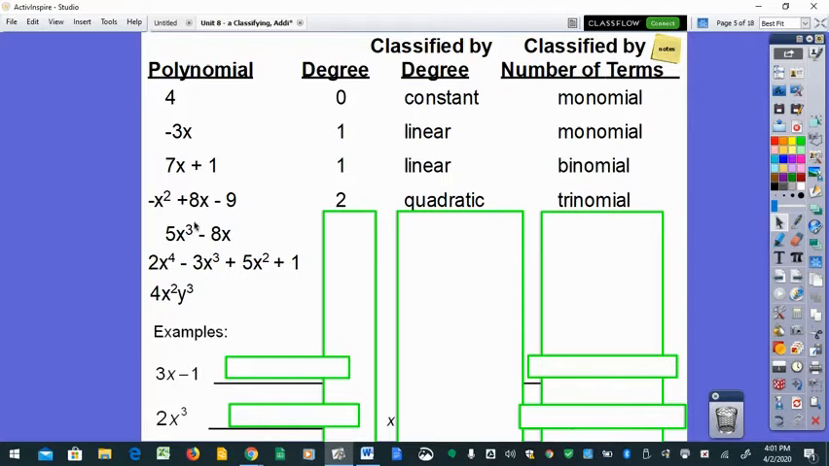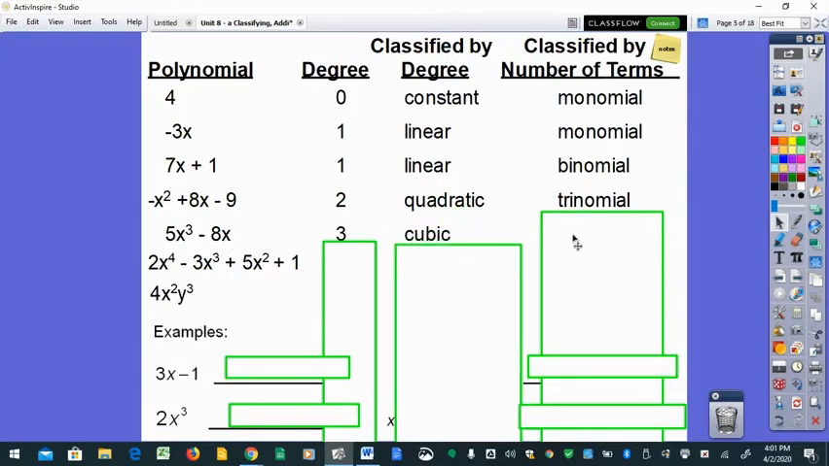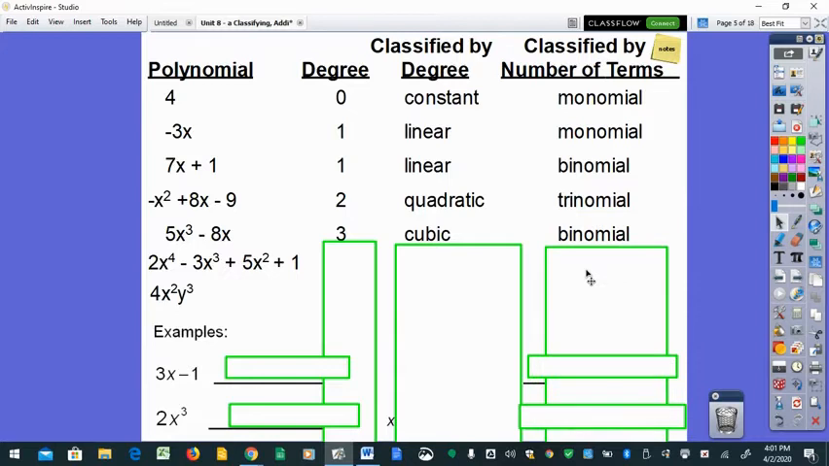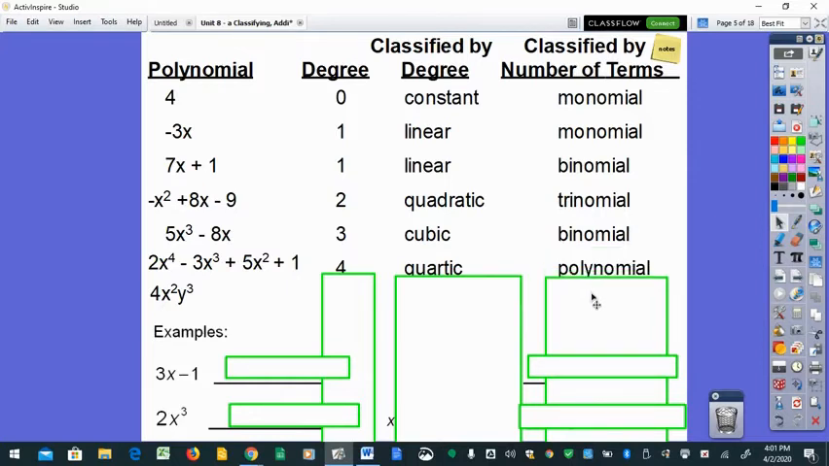Highest degree is a degree 3. Its first name would be cubic. How many terms does it have? 1, 2. So it's a cubic binomial. Highest degree is a 4. This one is not in the book. It would be named a quartic, and we are beyond the trinomial, so we would just call it a polynomial.